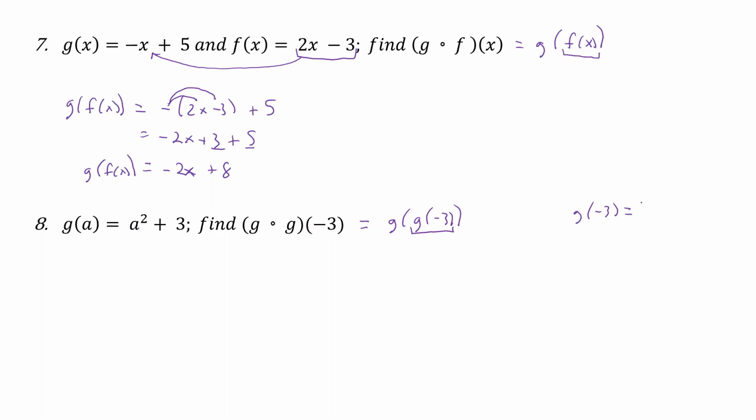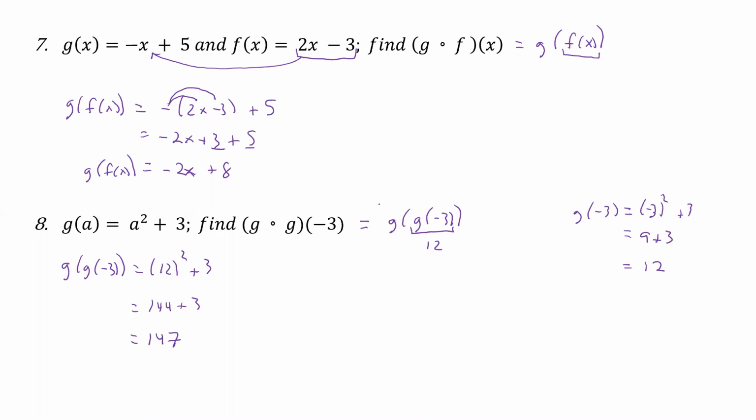Well, we have negative 3 squared then plus 3. Well, negative 3, the quantity squared, 3 squared is going to be 9 plus 3. And so that's going to give us 12. So that's g of negative 3 is 12. So we're going to put that into our g here for a. So that's going to be g of negative 3 equals, and we'll have 12 squared plus 3. And 12 squared is 144 plus 3. And so that's going to be 147.